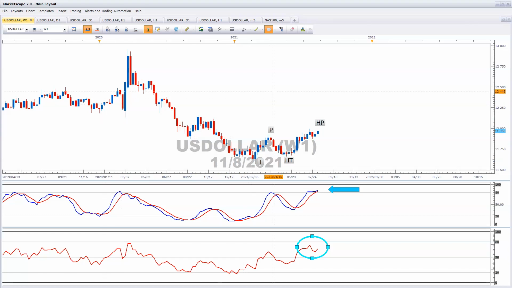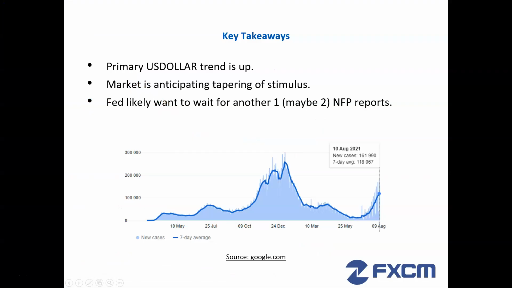Let's just end off with some key takeaways. All right, so the primary US dollar trend is up, and that seems to be aligning with the anticipation by the market that the Fed is now eager to taper its stimulus. However, we note the Fed probably wants to wait for another one, maybe two non-farm payroll reports.